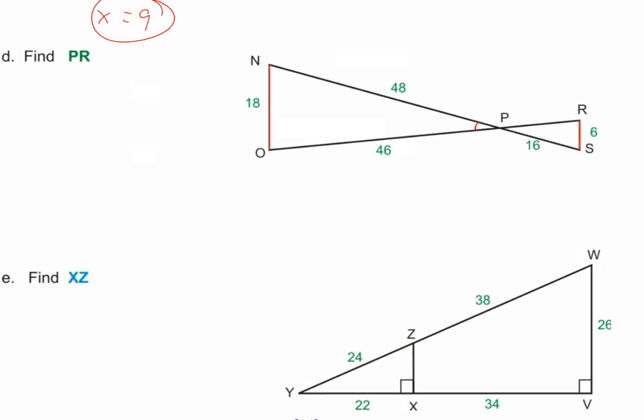This angle right here is congruent to that angle right there. How do I know those angles are congruent? Amber? Vertical angles. Awesome. And guess what? This side is parallel to this side. And because those sides are parallel, guess what else I know? I know this angle is congruent to that angle.